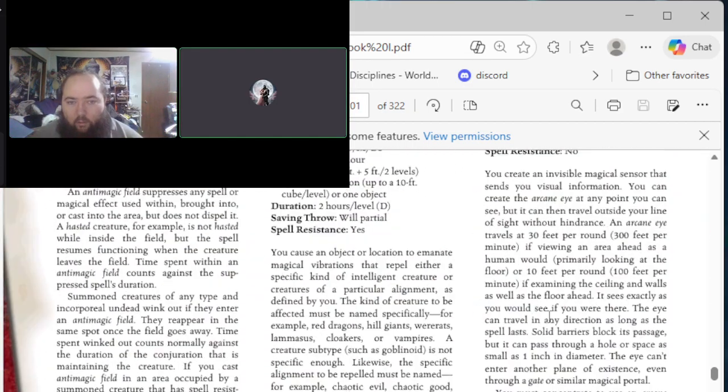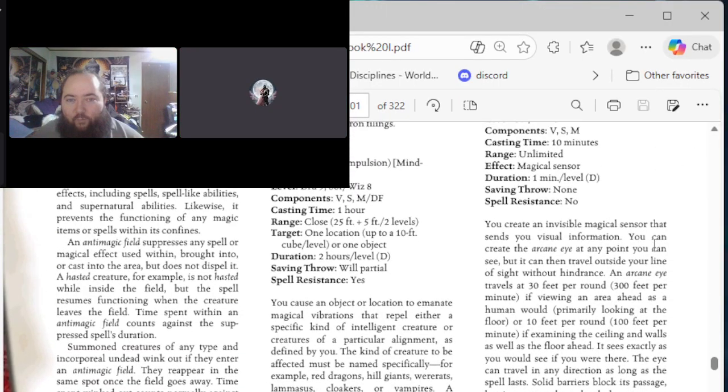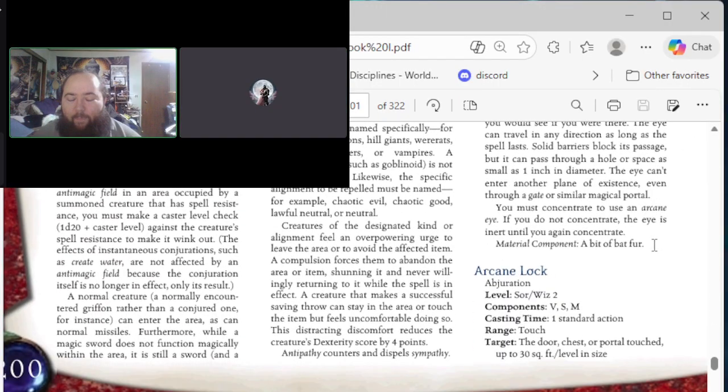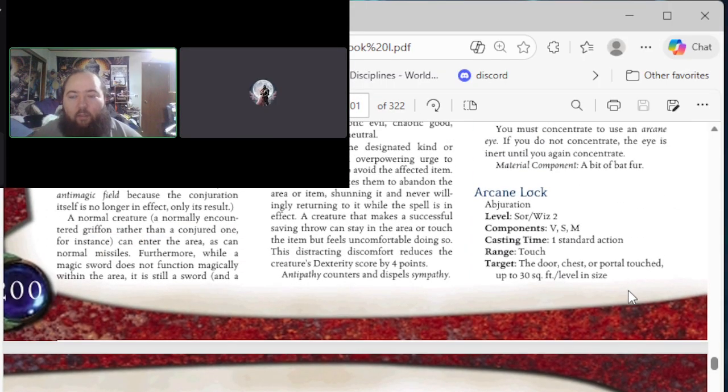So can I use it to spy on the fair maiden in the bathroom? If you're going to be a pervert, yes. Yeah, it's a pervert's wet dream.